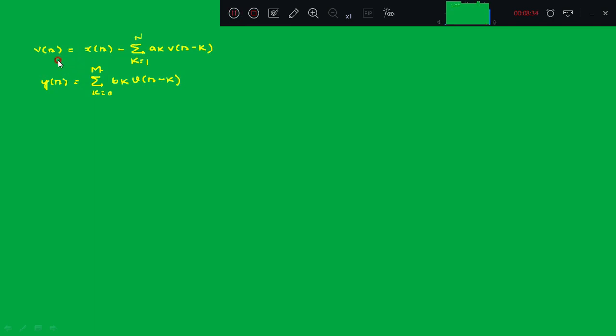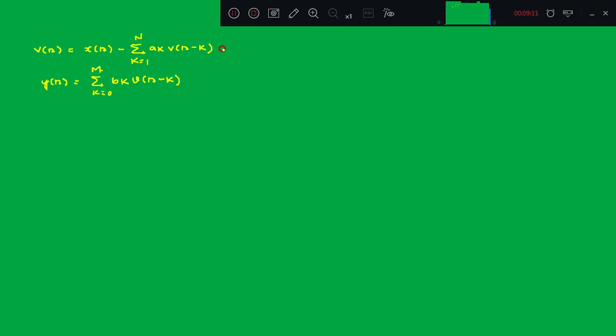So here I have written the same two equations. P of n is equal to x of n minus summation k equals 1 to n of ak P of n minus k, and y of n is equal to summation k equals 0 to m of bk P of n minus k, right? Both of these are derived using the transfer functions H1 of z and H2 of z. Now with the help of this, we will realize the direct form 2 realization.